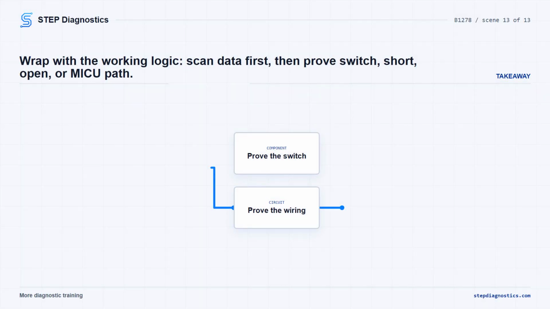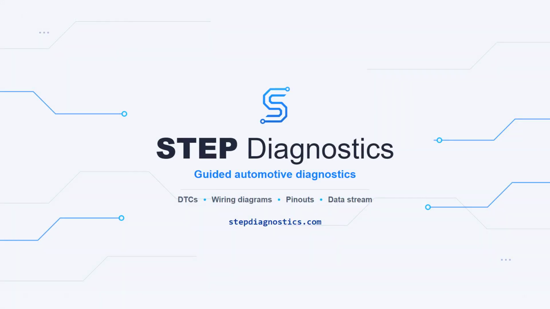Keep the repair verification separate from the circuit testing. After the correct branch repair is made, go back to the lighting data list and make sure the switch positions now report normally. The key to B1278 is not to condemn the switch just because the code names the headlight switch position circuit. Use the data list first, then prove whether the fault is the switch, a short to ground, an open or high resistance wire, or the MICU path.